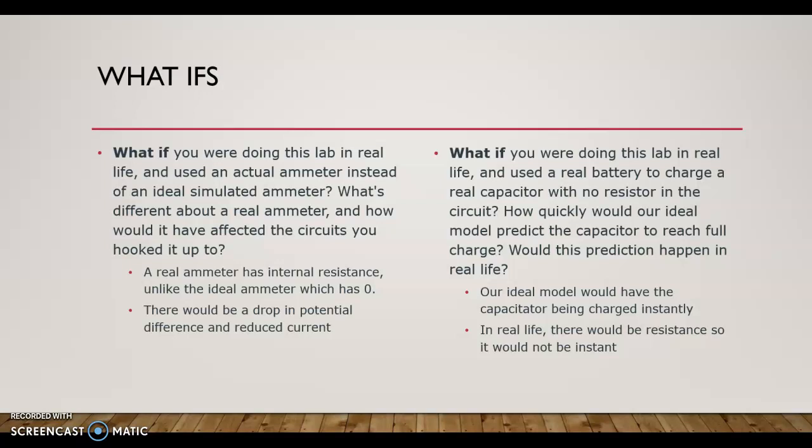Now for the second what if question. What if you're doing this lab in real life and use a real battery to charge a real capacitor with no resistor in the circuit? How quickly would our ideal model predict the capacitor to reach full charge? How would this prediction hold in real life? Well, our ideal model would have the capacitor being charged instantly. However, in real life, there would be some resistance, so it would not be instant. It would be very close to being instant, however, it would not be instant.